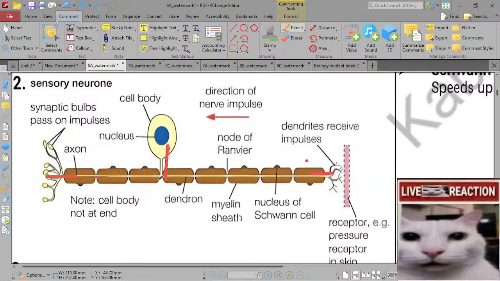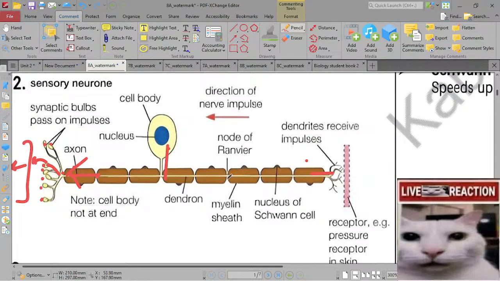Now let's look at some of the features. The axon has synaptic bulbs which pass on the impulse. Okay, cool. Synaptic bulbs give you the idea that there's going to be a synapse next to the next neuron. Maybe this is where the neurotransmitters are released, something like this.